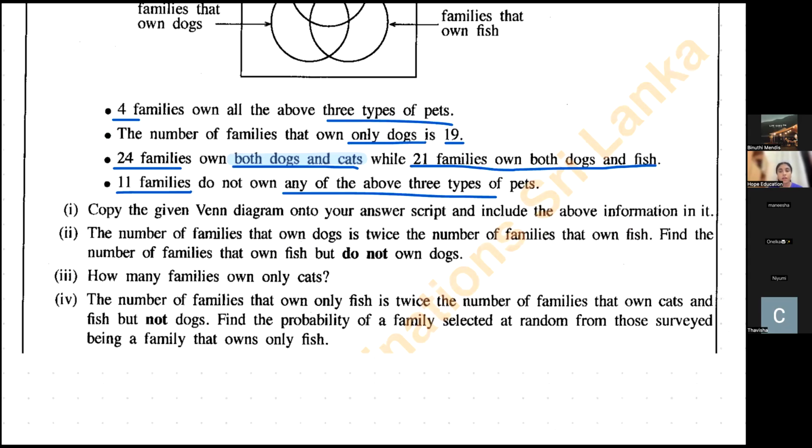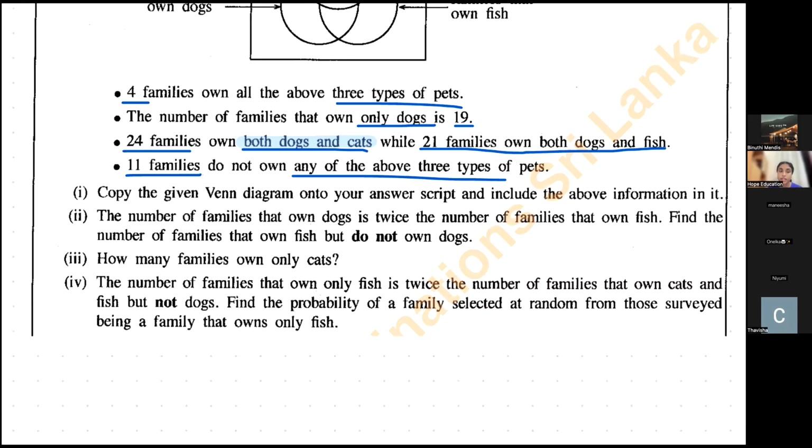Copy the given Venn diagram and include the above information which we already did. The number of families that own dogs is twice the number of families that own fish. Find the number of families that own fish but do not own dogs.